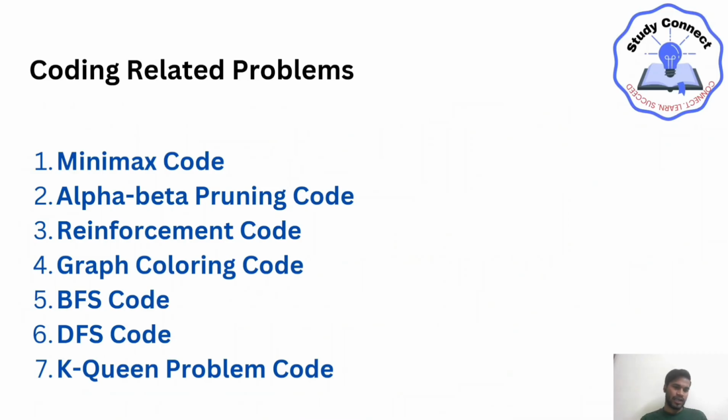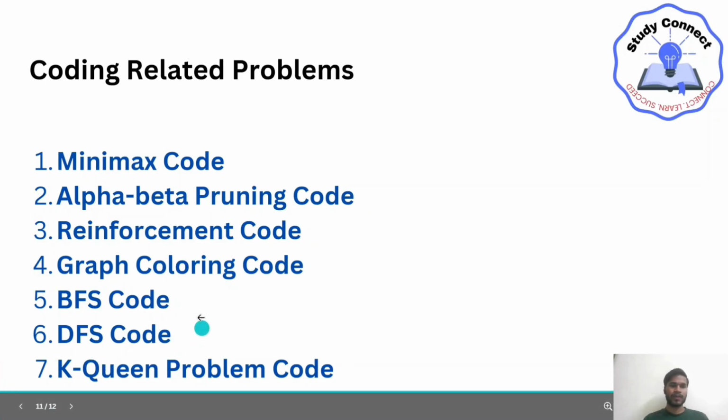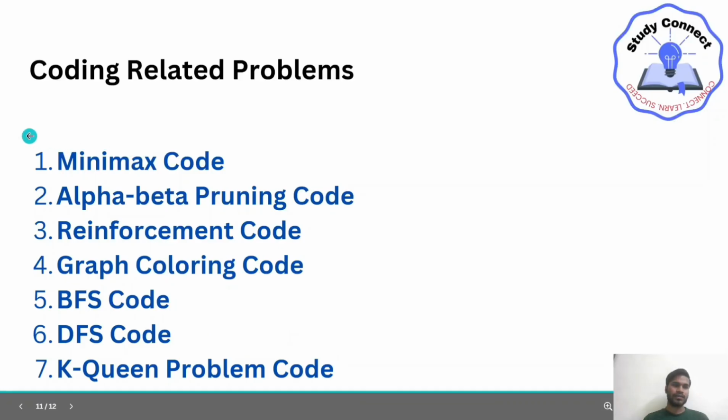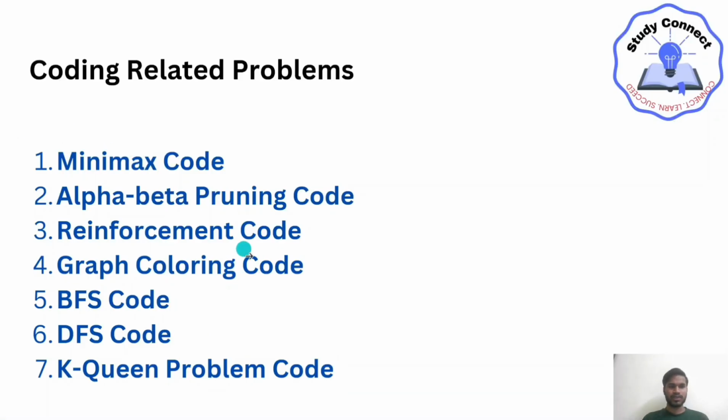Coming to the next and last, which is the most important part, coding related problems. In coding related problems, we have 7 different types of code. These are minimax code, alpha beta pruning code, reinforcement code, graph coloring code, BFS code, DFS code, and K-queen problem code. Any two of these codes can be asked in the examination. So make sure that you at least go through these codes in order to have a basic idea so that you can tackle these problems in the examination. These are very important, and this will carry around 10 marks in your examination paper.